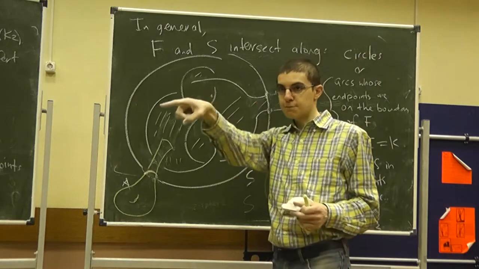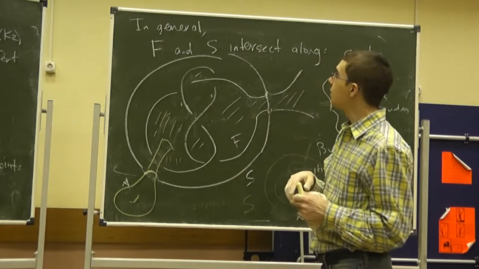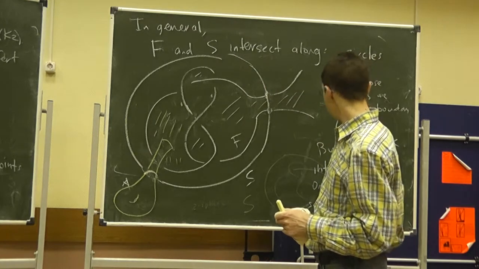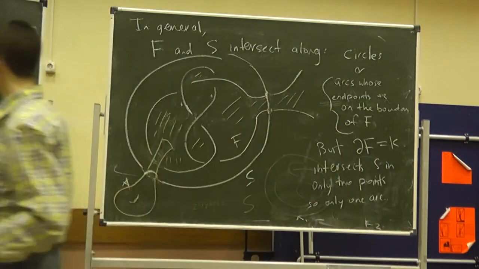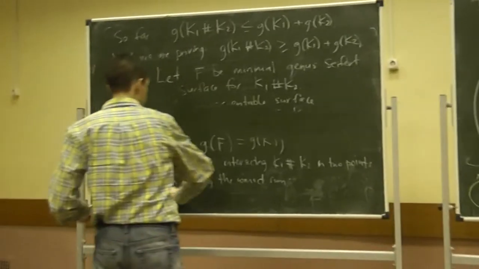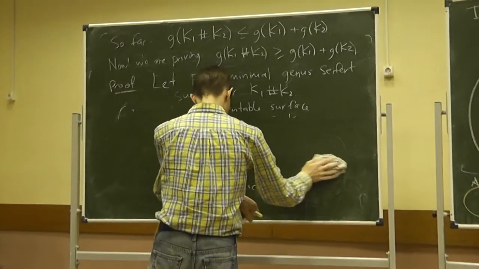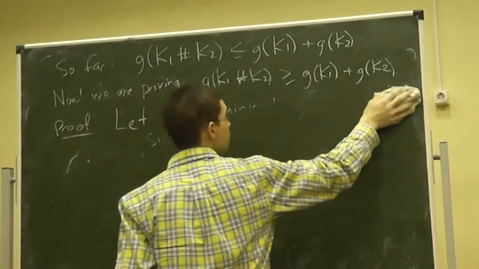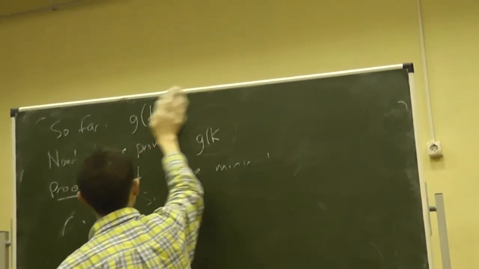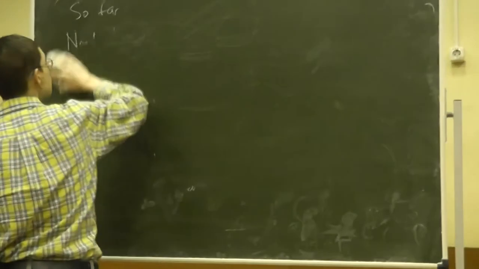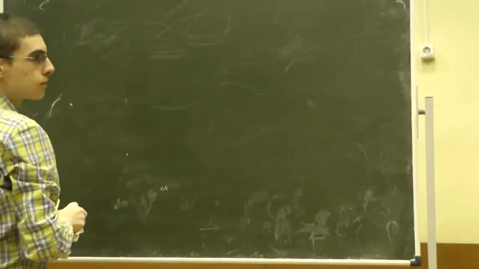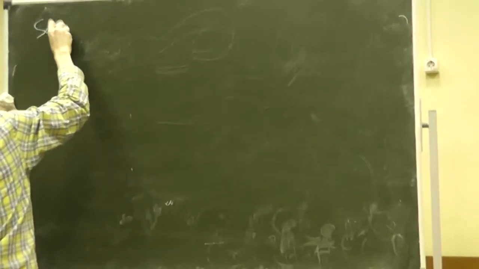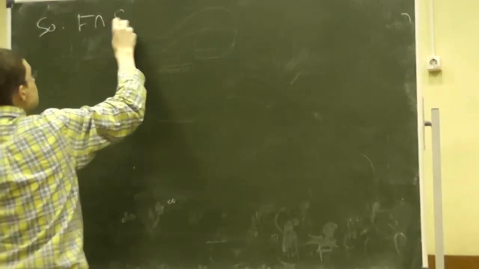So just poke out something silly. Okay, so in general, F and S intersect along circles or just one arc. F intersect S is circles.